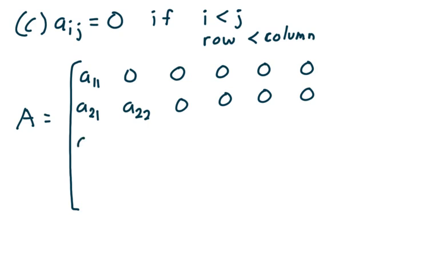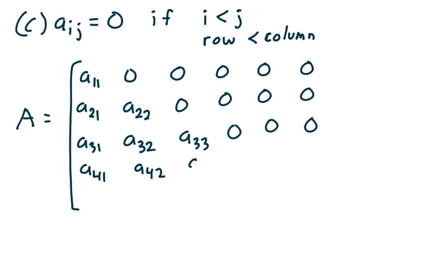And if you guys can see the pattern, I'm going to do A31, A32, right? A33. The minute I hit A34, the row is less than the column. So it's 0, 0, 0. Then it's A41, right? A42, A43, A44, 0, 0.